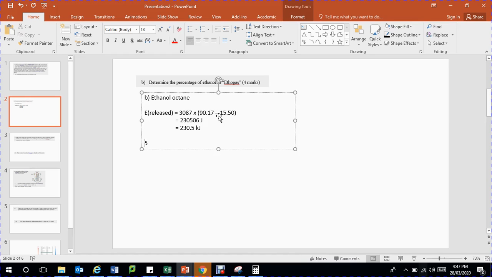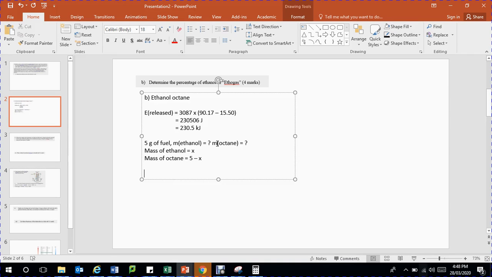But I have no idea. I know that they've used 5 grams of fuel, but I don't know the mass of my ethanol, and I don't know the mass of my octane either. So I'm going to have to use some algebra to work it out. If I make the mass of ethanol equal to X, and the mass of octane, I know it was 5 grams altogether, so it would have to be 5 grams minus X. That would tell me my mass of octane.